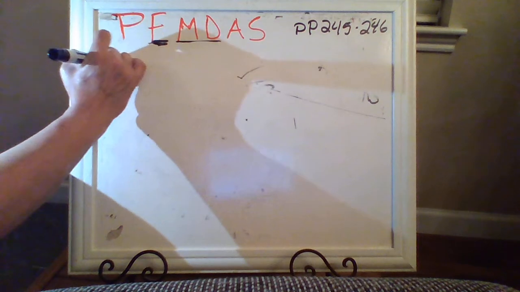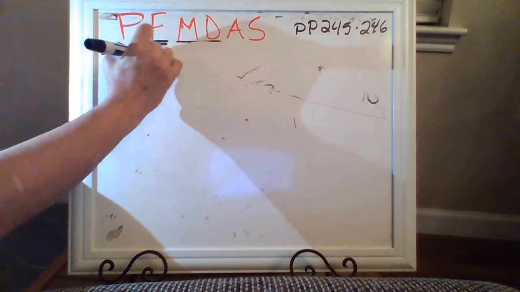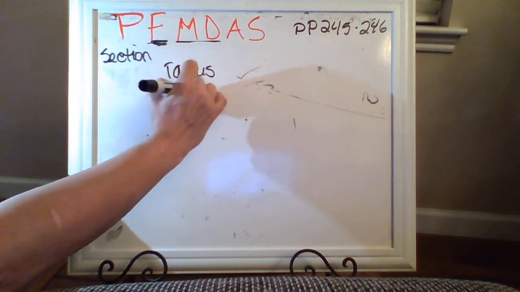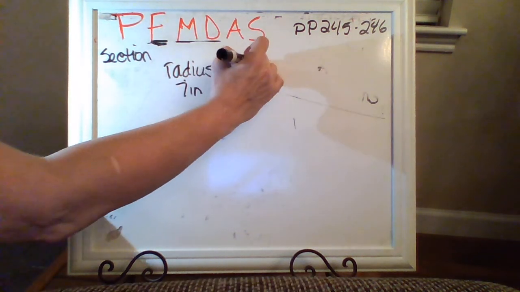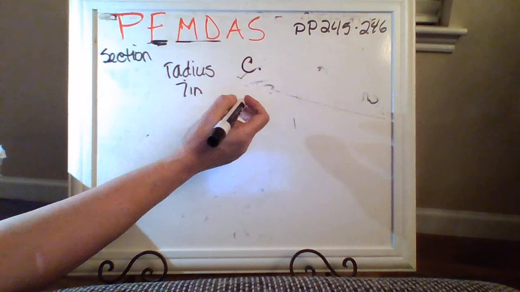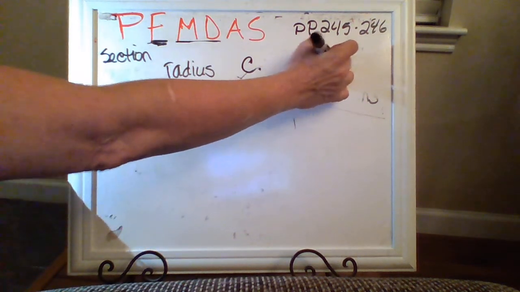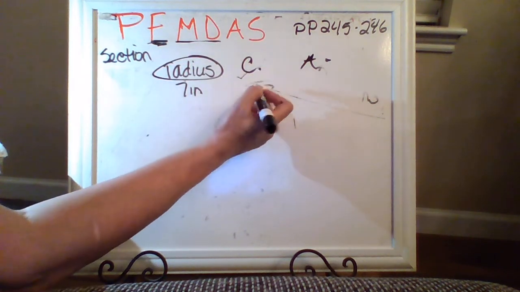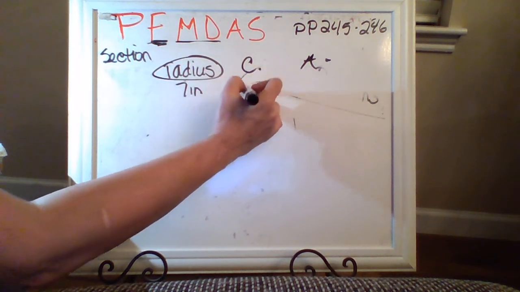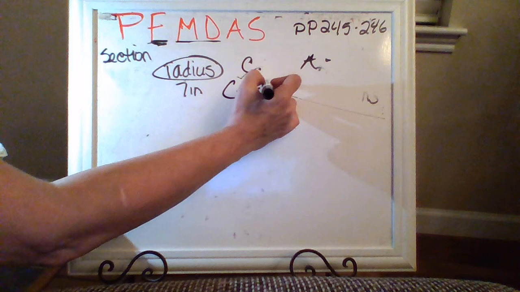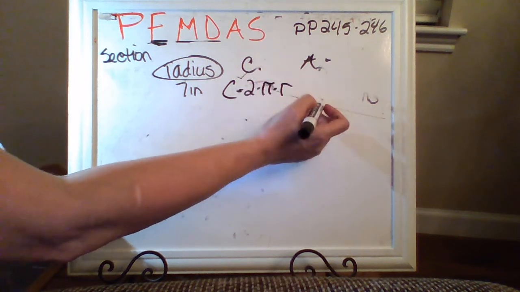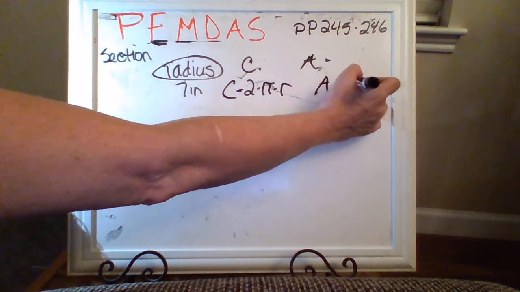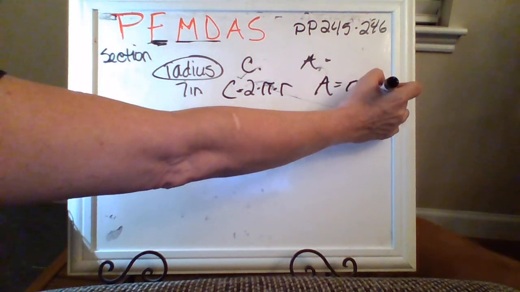Okay, so we're on section 4. Section 4 gives you a radius of 7 inches, then it gives you a circumference and an area that it wants you to find. Since you only have a radius and not a diameter, you're going to use C equals 2 times pi times radius. And for area, you're going to use A equals pi times radius times radius.